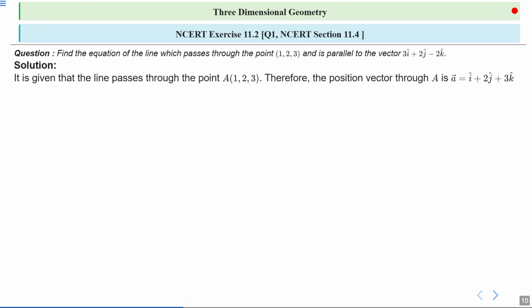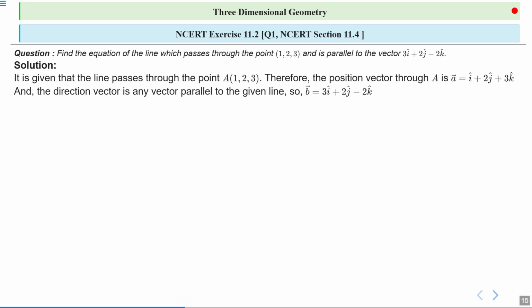So let's start the solution. Here in this question, we are given that the line passes through the point A (1, 2, 3). Therefore, the position vector of point A is vector a equals i cap plus 2j cap plus 3k cap. So now let's examine the information given here.